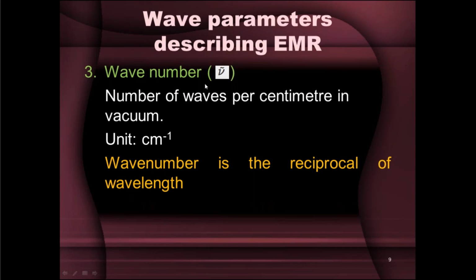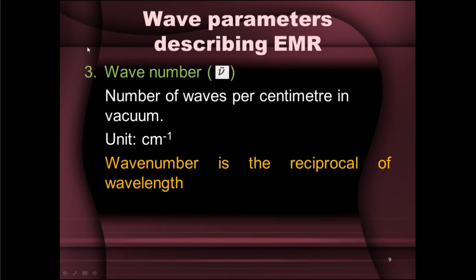The next parameter is wave number. It is denoted by the Greek letter nu with a line on top, nu bar. It is the number of waves per centimeter in vacuum. This is called wave number. Its unit is centimeter inverse because it is per centimeter. Wave number is the reciprocal of wavelength. That is, nu bar equals 1 by lambda.